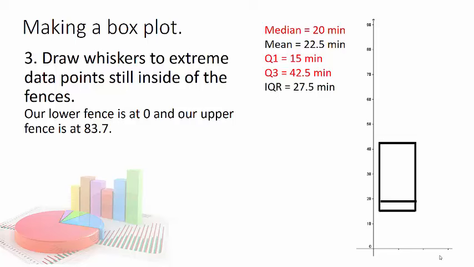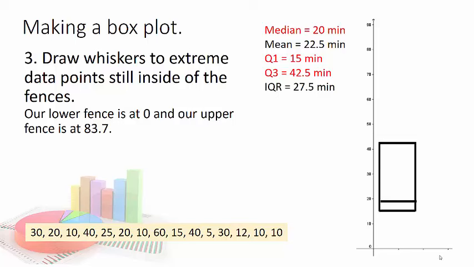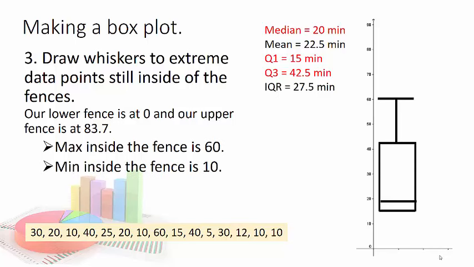So looking at my data, my maximum that's under 83.7, in fact, they're all under 83.7, is 60. So I'm going to go ahead and draw that up to 60, and I draw a little horizontal bar there too. Then I look at my lowest data point, and it's 10. So there's my lower part of the box and whisker plot.